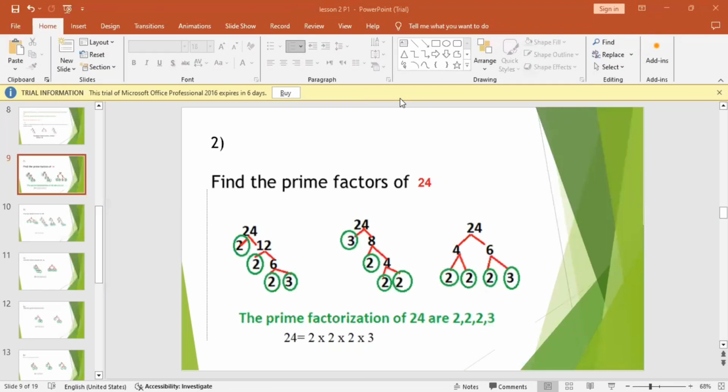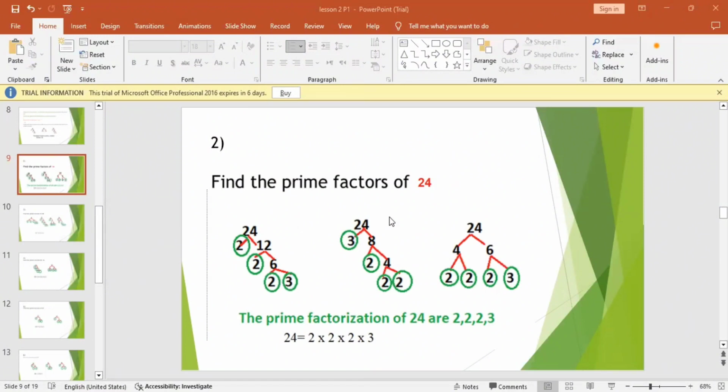How can I find the prime factors of 24 as a product of prime factors? First, I can use the factor tree. 24, I can get it by multiplying 2 by 12. 2 is a prime number. Go to the other branch and factorize. 12, I can get it by multiplying 2 by 6. 2 is a prime number. Go to 6. I can get it by multiplying 2 by 3. So the answer is 2 times 2 times 2 times 3.